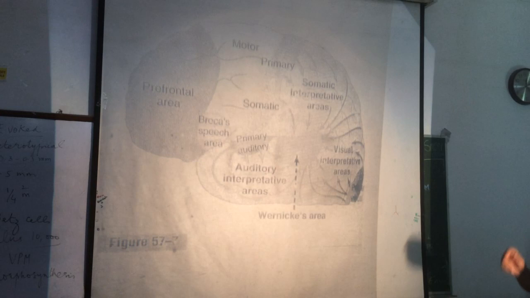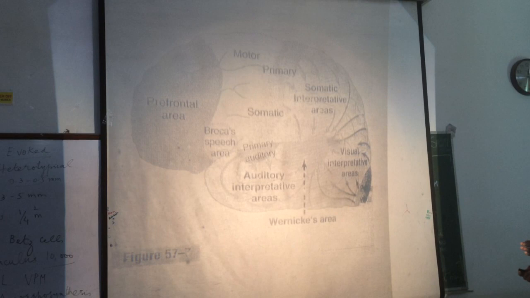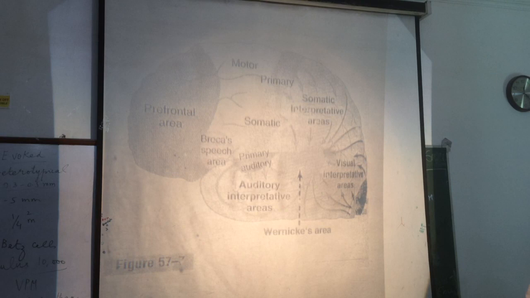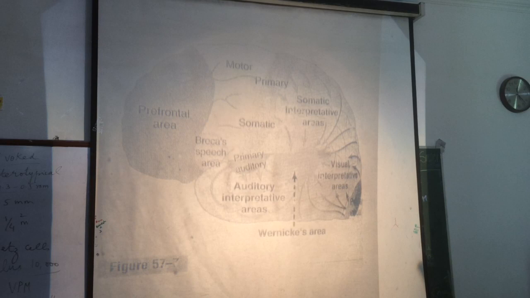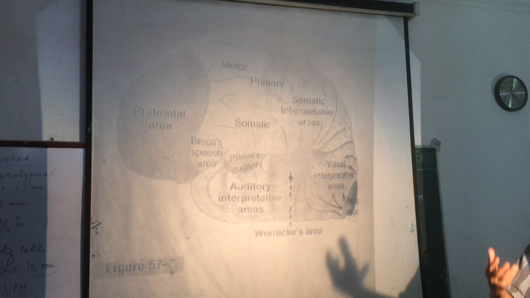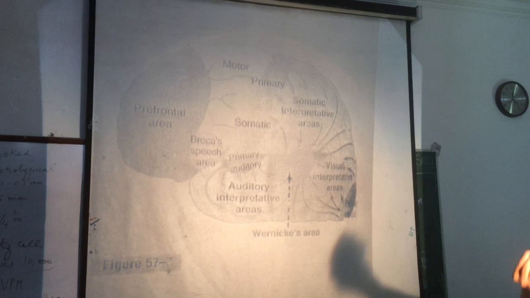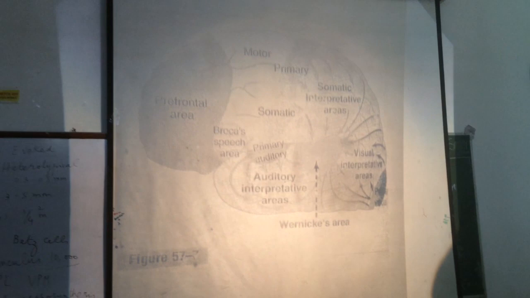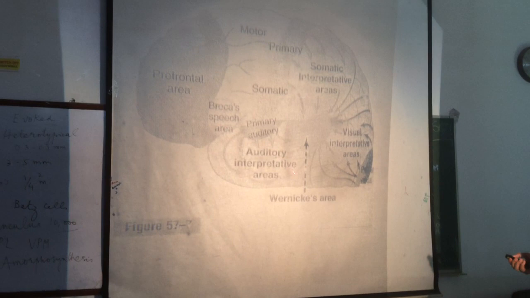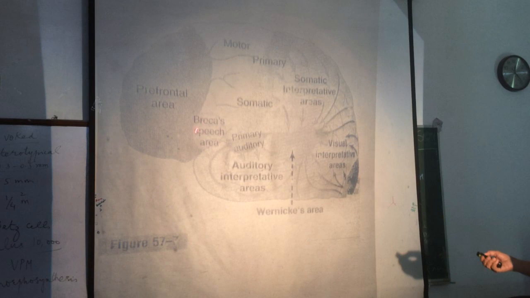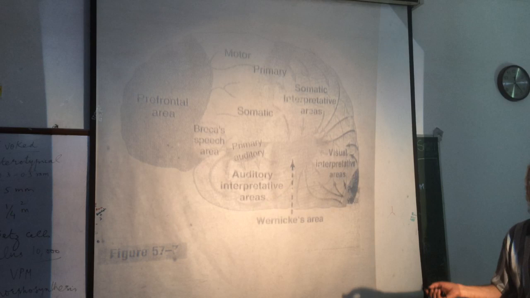So Wernicke's area is the sensory speech area, and Broca is the motor speech area. Wernicke's area is involved in high intellectual function. Thoughts are formulated, what to be expressed, what to be spoken, what to be written is decided. Words are selected and arranged into sentences. And then signals pass from this area to the Broca speech area, which is the motor speech area.